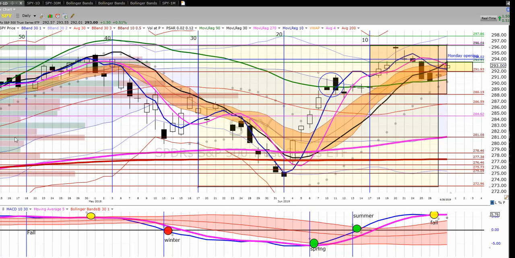When it's summertime, the line is above the zero line and rising, so summer, a really good time to be long. And then, so we just entered the fall. This is a time when we are careful about preserving profits, but we're also looking for like an Indian summer where it could take off again.